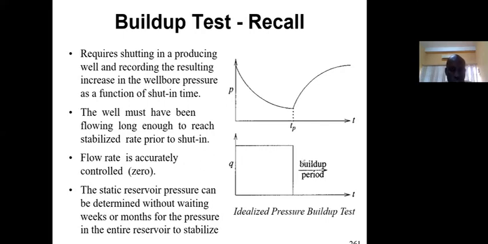One of the major uses of the build-up tests is to determine average reservoir pressure. But similar to what we did for the drawdown test, you can also get permeability, you can get skin, and some other properties.